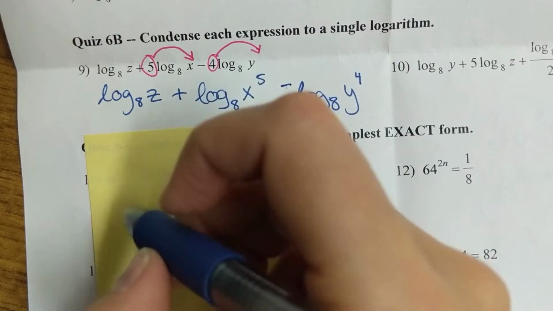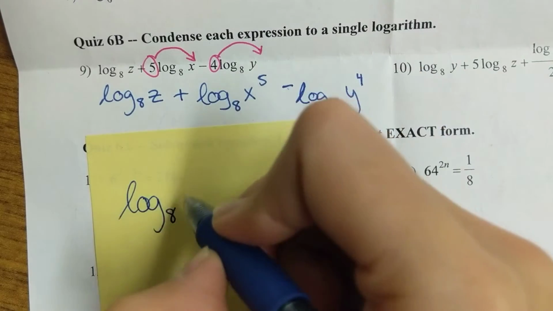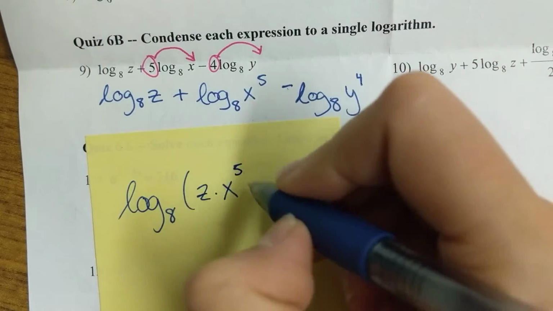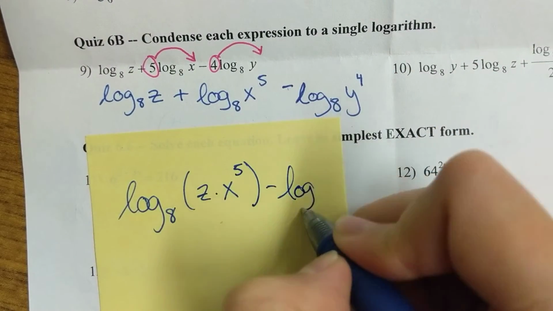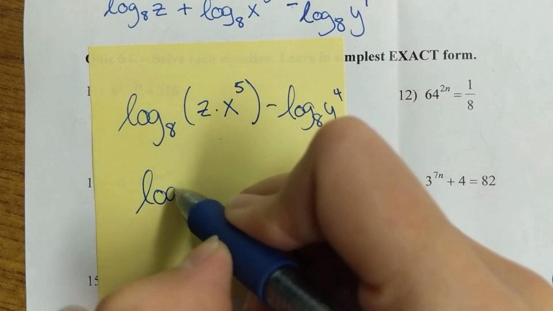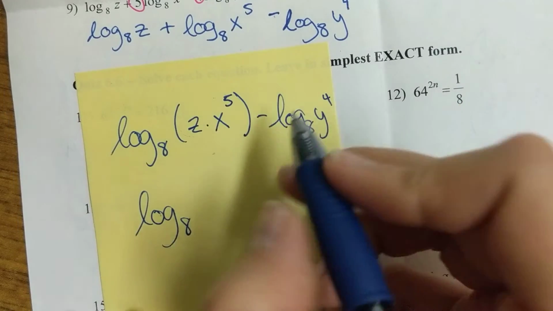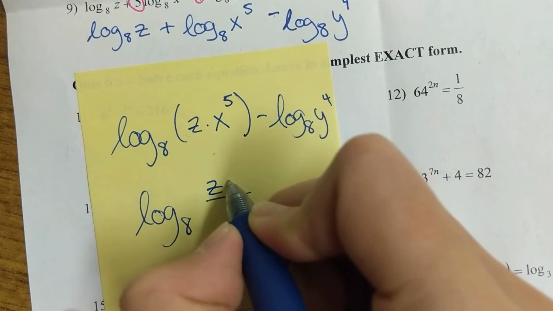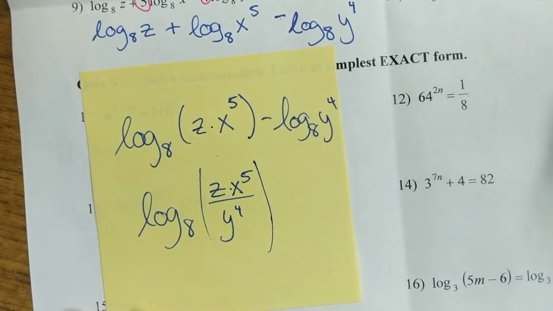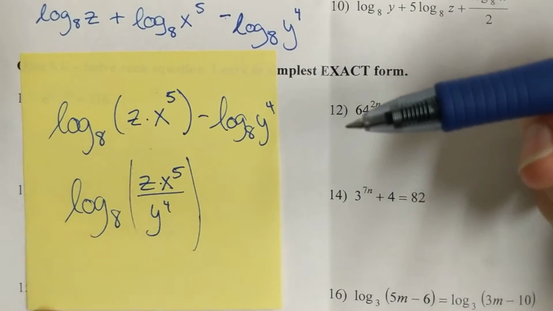Kind of running out of room here, so I'm going to change this to log base 8 of z times x to the 5th minus log base 8 of y to the 4th. If you want to do multiple steps in one, that's totally fine. My final answer is log base 8 of this on top of this, right? Minus means quotient. So z x to the 5th over y to the 4th. Just make sure it's very clear that you're taking the log of that entire thing, and that you only write log one time when you're condensing.